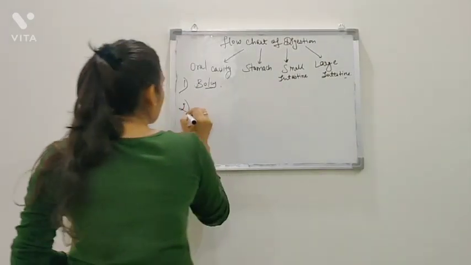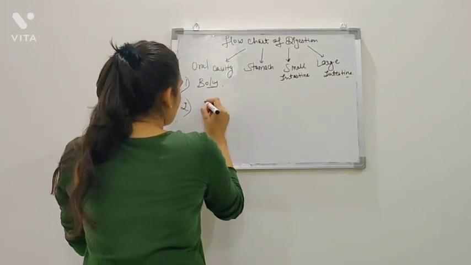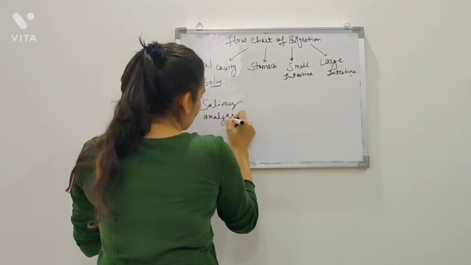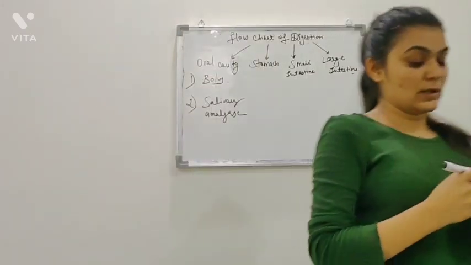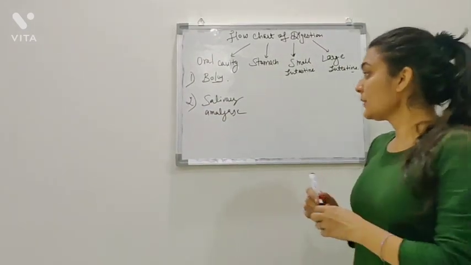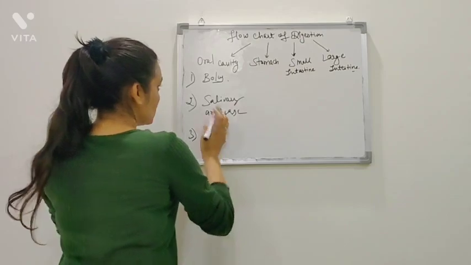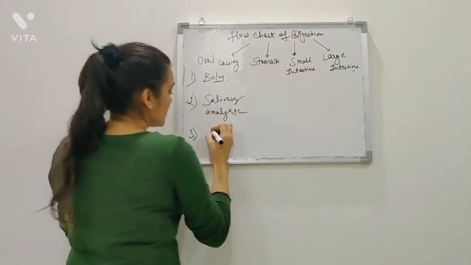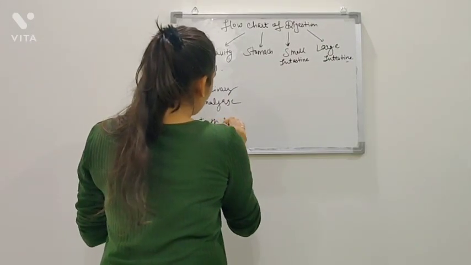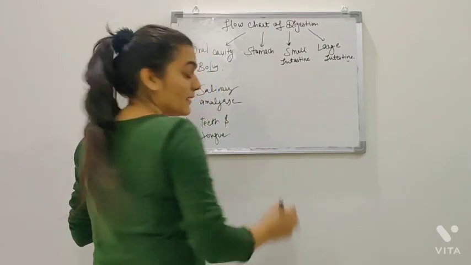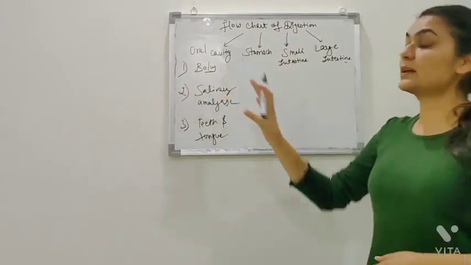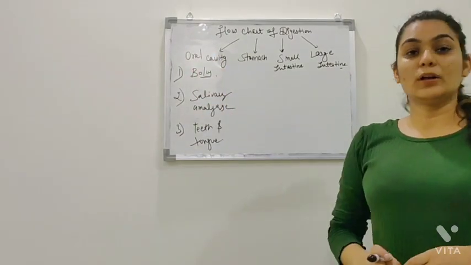The second term is salivary amylase. Salivary amylase helps in the breakdown of carbohydrate. And the third term about the oral cavity is the teeth and the tongue. Teeth and tongue help in the mastication and lubrication of the food. So these are the key points to remember about the oral cavity.